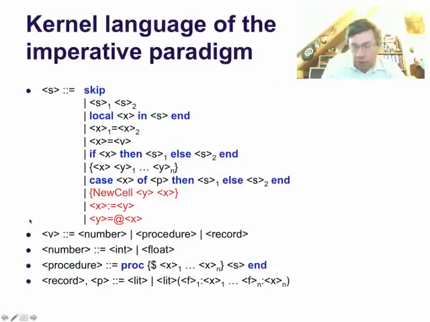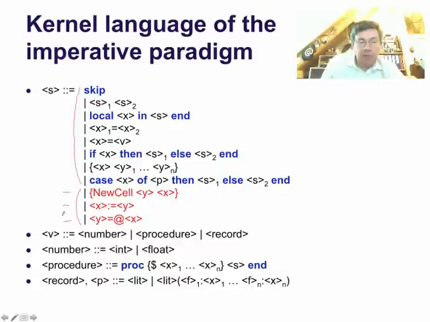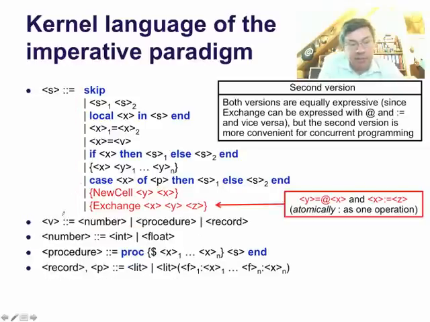So the kernel language of the imperative paradigm consists of the instructions in the functional paradigm plus three new instructions. So the creation of a cell, the assignment, and the reading or access of a cell. So this is the complete kernel language of the imperative paradigm. In fact, there's a second equivalent way of representing this kernel language. Here's the second version. The second version has two new operations instead of three. An operation called new cell, the same as before, and a new operation called exchange.